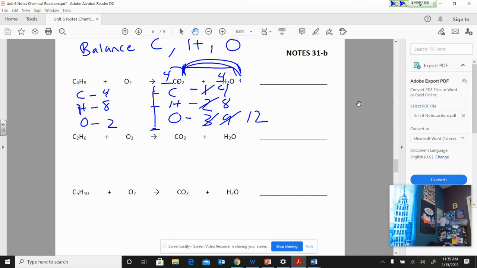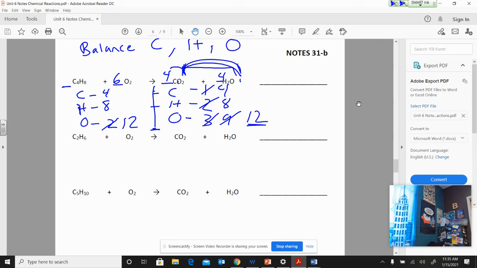Lastly, I'm going to see if I can make this side match. As long as this is an even number, you can make it match. If it's an odd number, then you're going to have to put something in front of this one to change the whole thing, but we'll get to one of those in a second. So this is an even number. What times 2 is 12? 6. And now, putting that 6 there, I have 12 oxygens. So I have 4, 4, 8, 8, 12, 12.